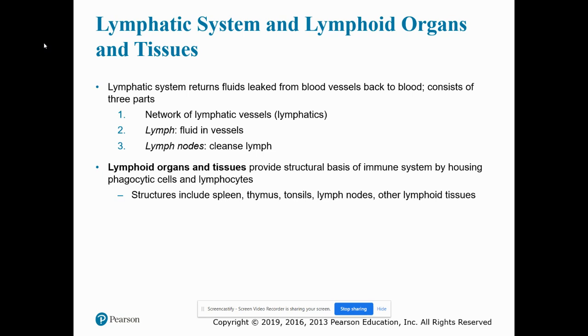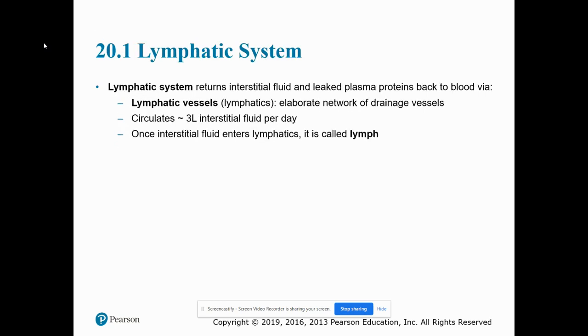The lymphatic system itself consists of 3 parts. We have the network of lymphatic vessels, the lymph, which is the fluid that you find in the lymphatic vessels, and then lymph nodes. Lymph nodes cleanse the lymph. We're going to talk about each one of these in a little more detail. Lymphoid organs and tissues provide the structural basis of the immune system by housing phagocytic cells and lymphocytes. The structures we're going to talk about include the spleen, the tonsils, the thymus, the lymph nodes, and other lymphoid tissues. We'll talk about Peyer's patches and other things.